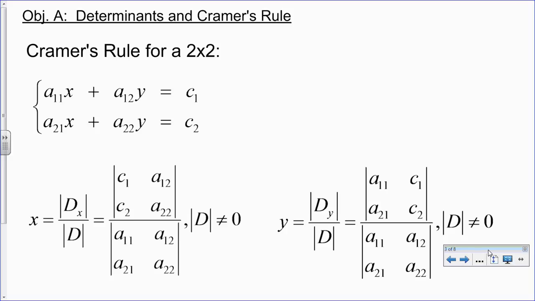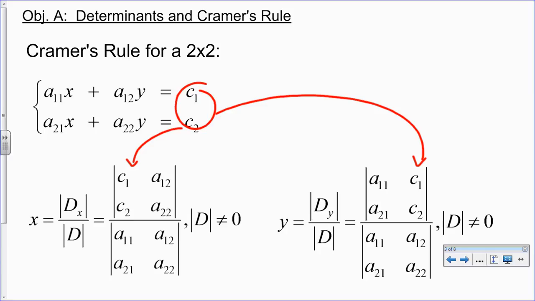Okay, so remember the bars mean determinant. So we need to find the determinant of D, and the D matrix is just our coefficient matrix. Then the dx matrix is where you take your constants, the numbers after the equal sign, and you replace the x column. For dy, you replace the y column with those.